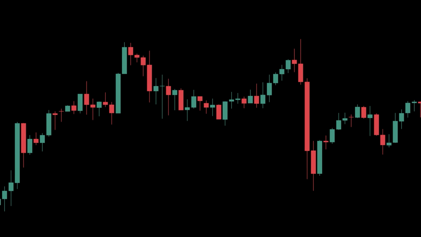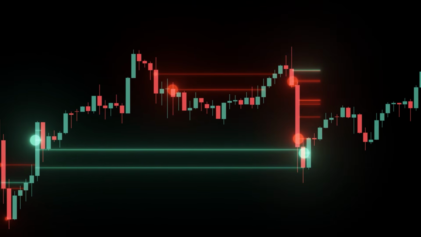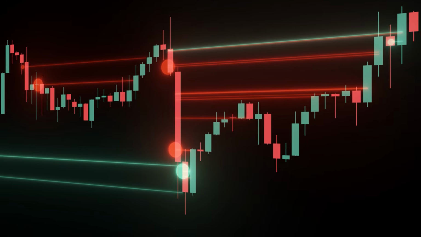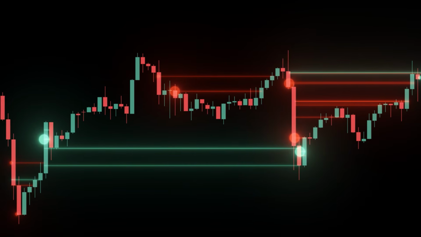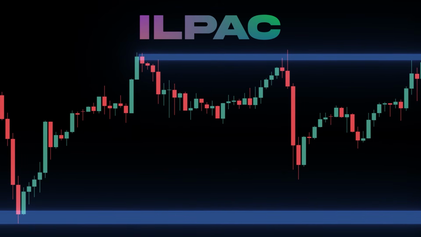Reading the signals is straightforward. Peaks with little progress equal absorption or churn. Peaks with strong follow-through equal expansion, an efficient trend. Clusters of flagged bars around a level often mark accumulation or distribution. Combine those signals with your structure map, ILpac S/R zones, for more surgical entries and exits.